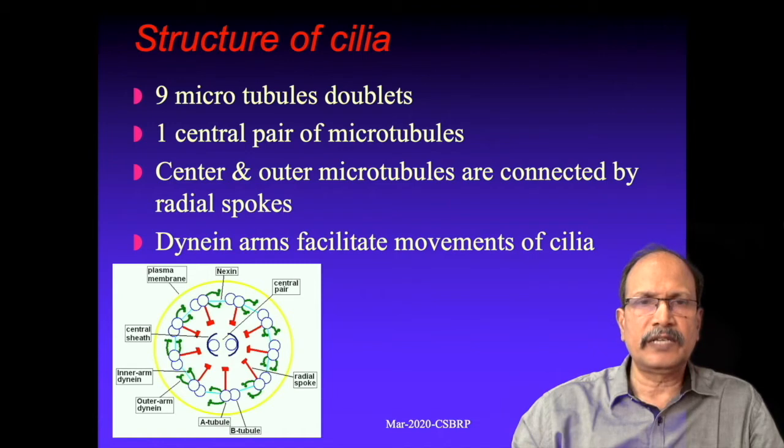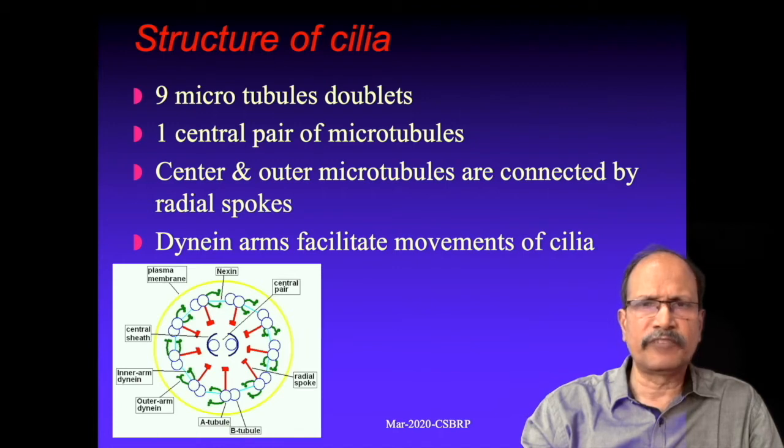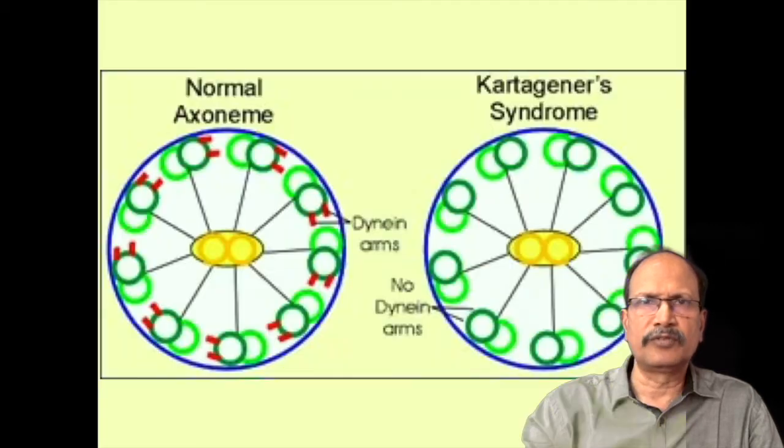And these red lines extending from the outer doublets are the radial spokes, which connect to the inner doublets. So there are 9 microtubules with one central pair of microtubules, and these dynein arms are attached to the peripheral microtubules, and they are 2 in number, and the dynein arm facilitates movements of the cilia. So any abnormality will result in a failure of cilia to move properly.